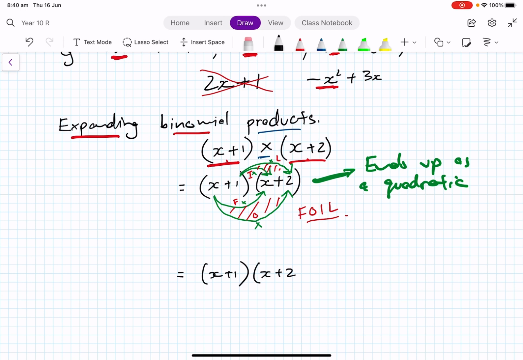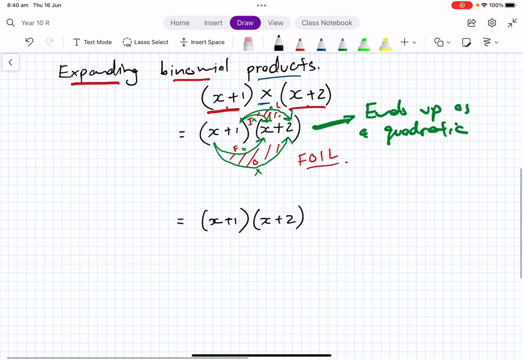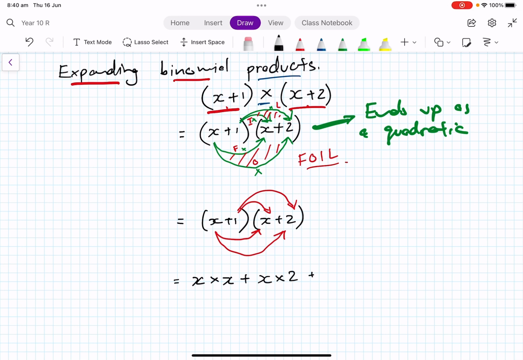The key is that you multiply everything by everything else. Too often, students just forget to do one or the other. So I'll draw the arrows again: first, outside, inside, last. If I write it in an expanded way, this is how we do it. x times x. Then I've got x times 2. Then I've got 1 times x. Then I have 1 times 2.